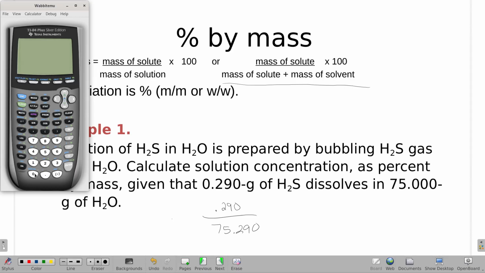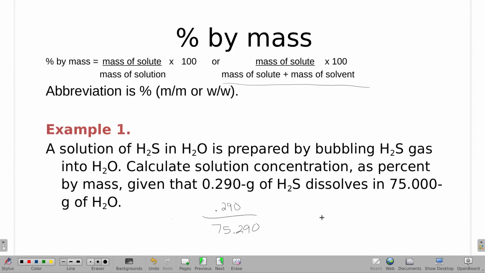This can be a very small number. 0.29 divided by 75.29, and then times 100. 0.385%.